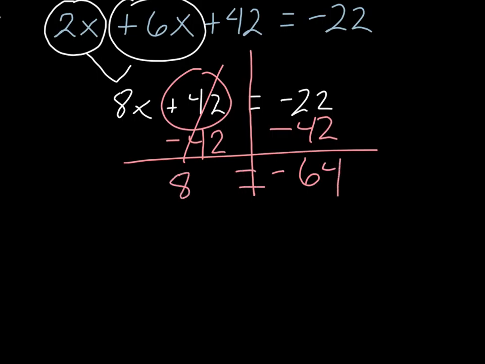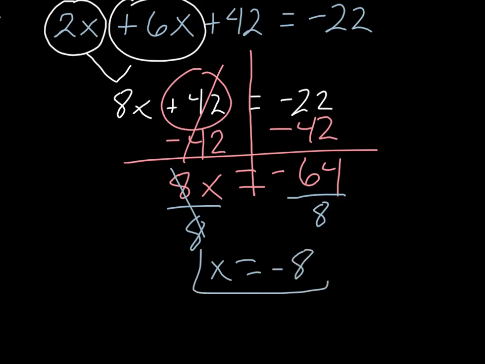Okay, and 8x. And what's next? I'm going to divide by 8. So I get my x by itself. And whatever I do to one side, I do to the other. So I'm dividing negative 64 by 8, which gives me a negative 8. So x equals negative 8. So there you go, your second example.